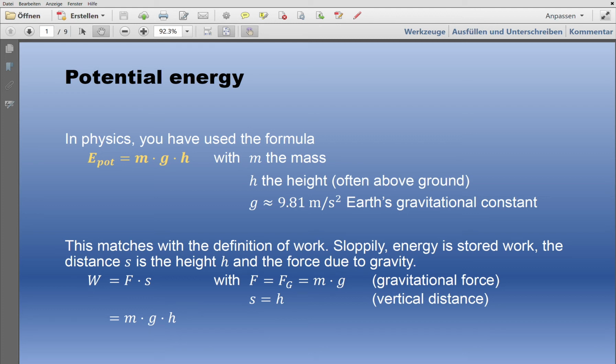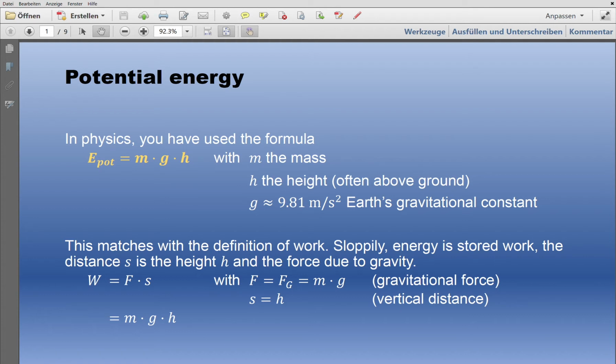Alright, we look at potential energy. You have already briefly revised this in another video, so very short. Potential energy, m times g times h, you have used that formula a lot in physics. The lowercase g is Earth's gravitational constant, the famous 9.81. It's going to be important that this is actually coming from work.